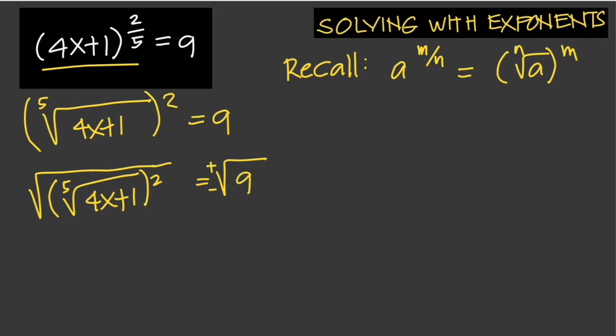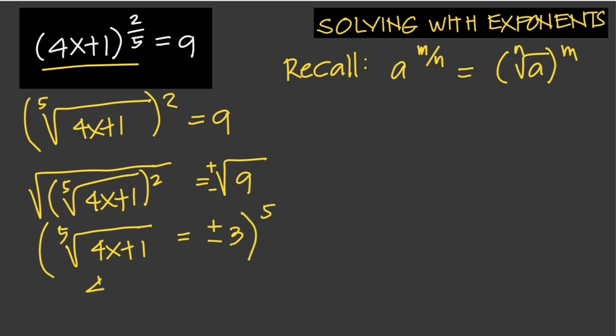So we have two solutions for this. So this is just equal to the fifth root of 4x plus 1 equals plus minus 3. Okay, we can clear the radical by raising both sides to the fifth power. So we raise both sides to the fifth power. So we are left here with 4x plus 1 equals plus minus 3 to the fifth.